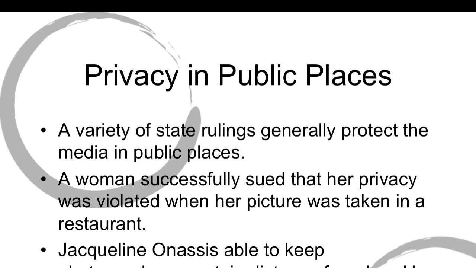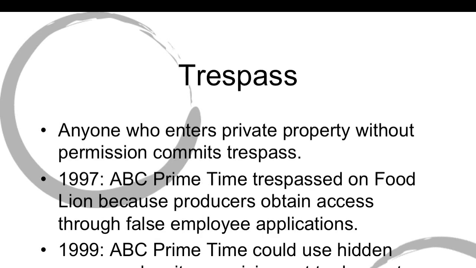A variety of state rulings generally protect the media in public places, but a woman successfully sued that her privacy was violated when her picture was taken in a restaurant, which is not a public place. And also, Jackie Onassis was able to keep a specific photographer away through a restraining order so that he still could take pictures of her in a public place, but it had to be from a certain distance.